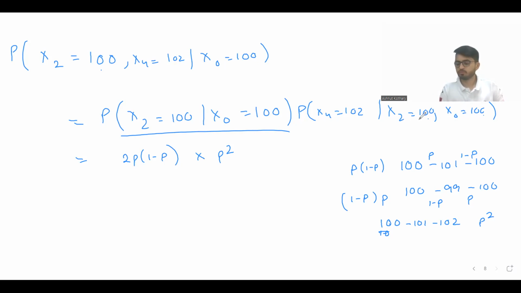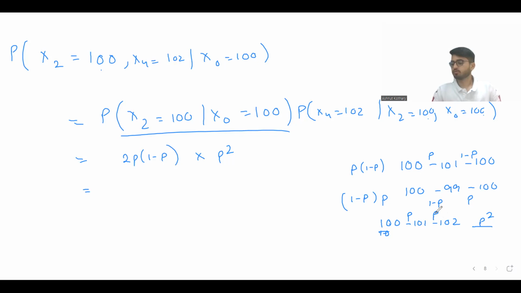From X0 to X2 we have already captured here. This is basically the probability that X2 is 100, we need to start from that, and X4 is 102. So this becomes my probability p squared. So the final answer: 100 to 101 is p, 101 to 102 is also p. So p squared. And p into 1 minus p.